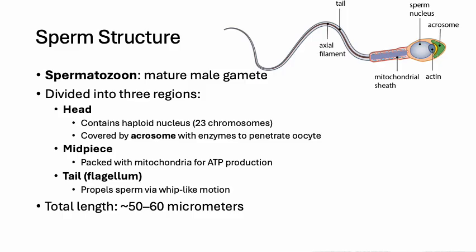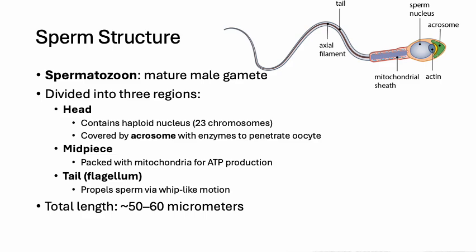The mature sperm, or spermatozoon, is highly specialized for delivering genetic material to the egg. The head contains the condensed nucleus with 23 chromosomes, representing the male's genetic contribution. Covering the head is the acrosome, which is a modified lysosome filled with enzymes that help the sperm penetrate the outer layer of the oocyte during fertilization.